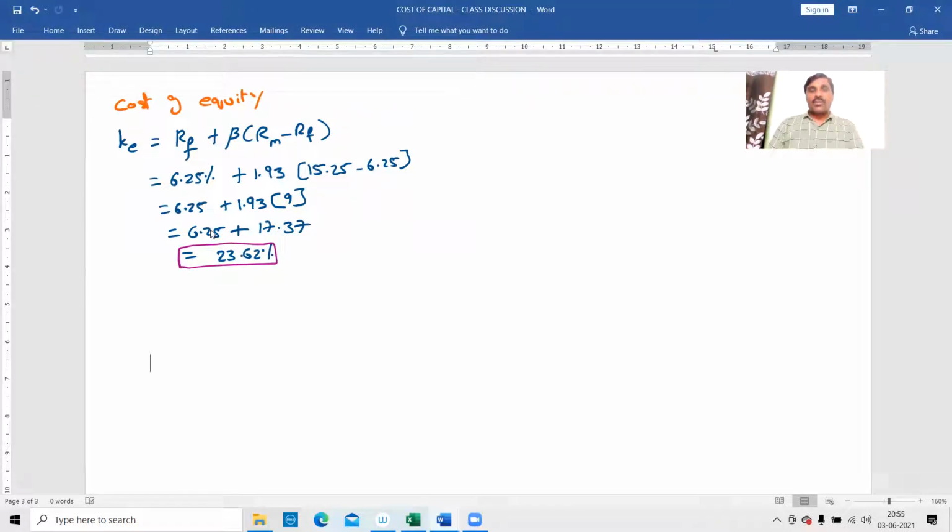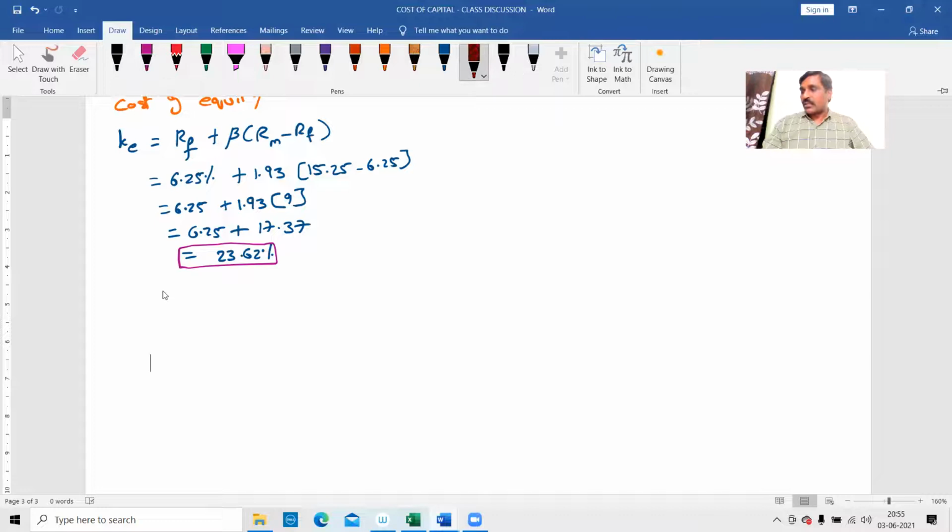All the information they have given. 23.62, very high. Cost of equity is very risky, so equity shares are very risky. That's why the bank fixed deposit rate is 6.25, and the general market rate is 15.25. Equity shares are more than the general market rate. We have to observe these three rates.